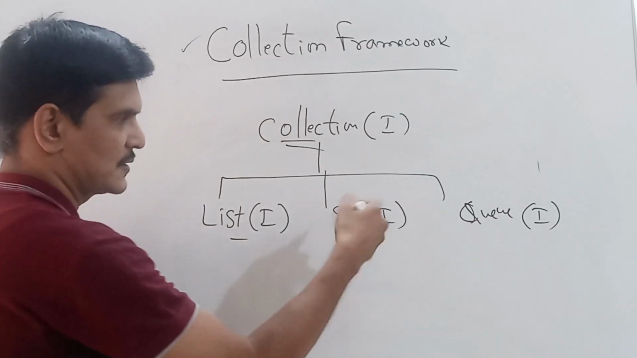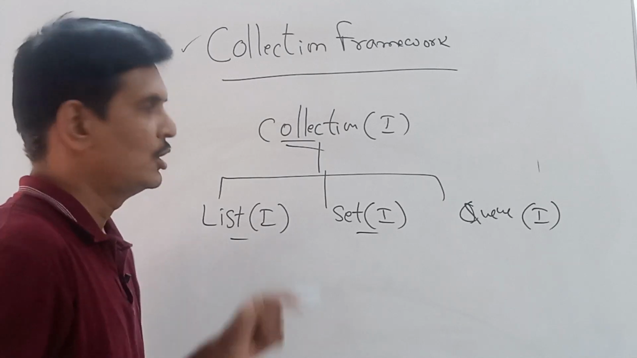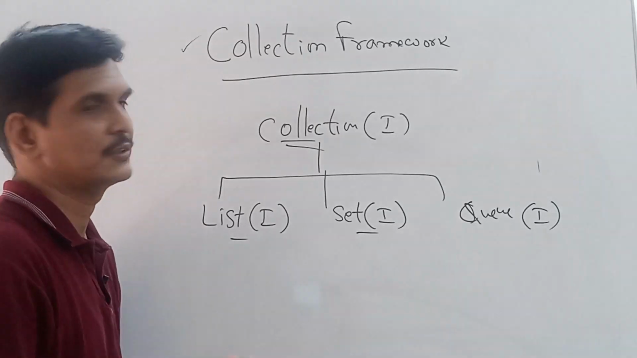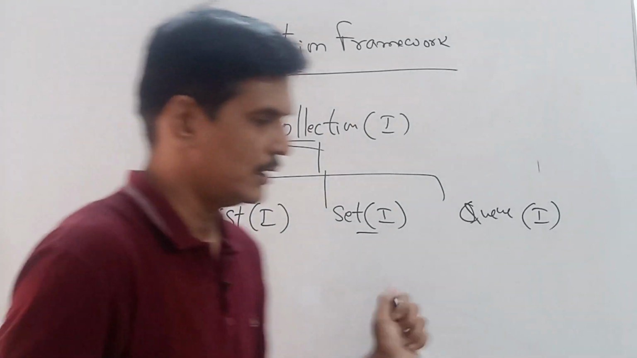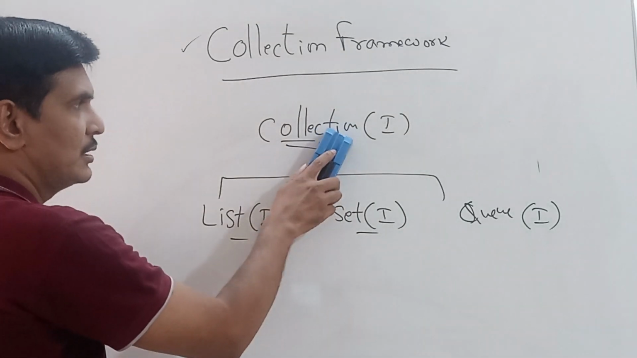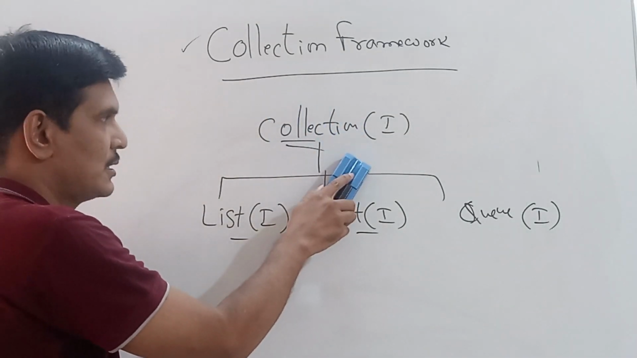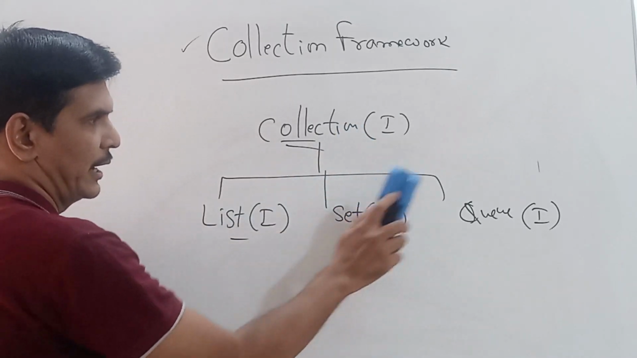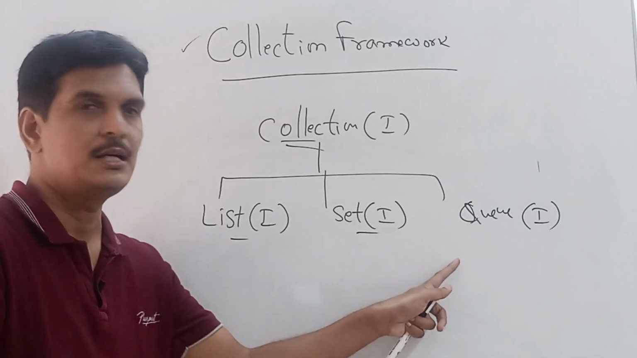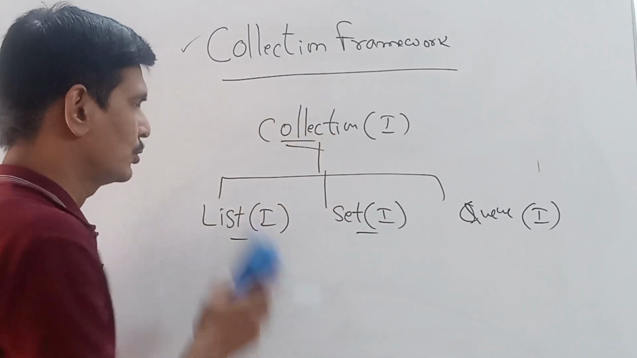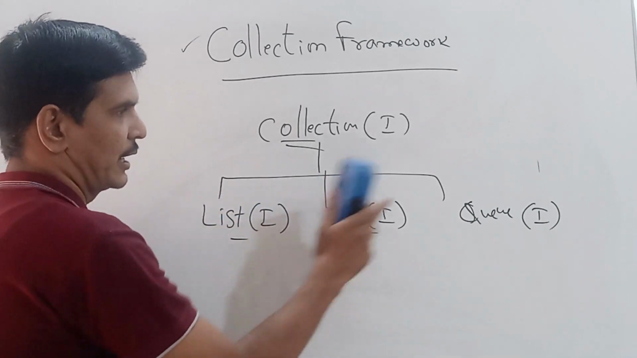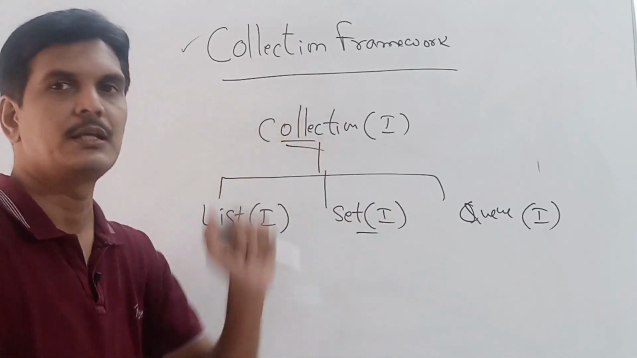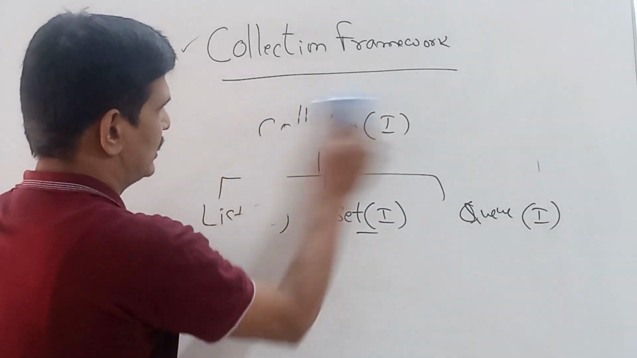Each and every interface is implemented by different classes, and we will discuss those classes later. First let us focus on the main interfaces in the collection framework. Collection is the parent interface, and its child interfaces are List, Set and Queue. Now we will discuss what exactly the List, Set and Queue interfaces are, and which classes are available to implement them. First, let us start with the List interface.